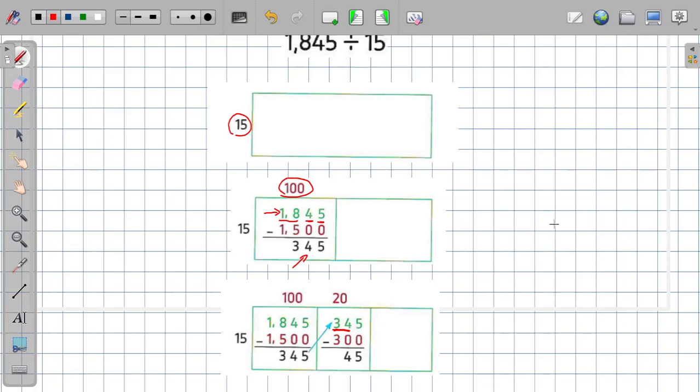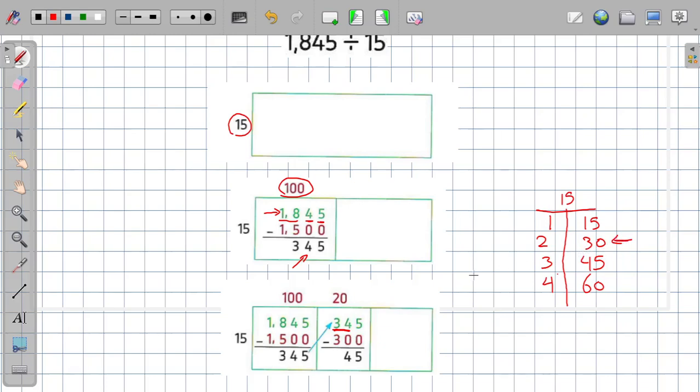Let's remember the timetable of 15. So if I want to get the timetable like this, I have 1 by 15 equals 15, 2 by 15 equals 30, 3 by 15 equals 45, and 4 by 15 equals 60. So that's enough because I have here 34. So I will take 30.